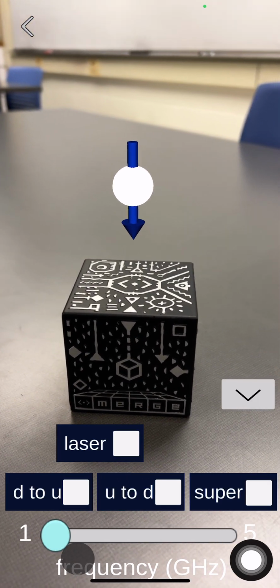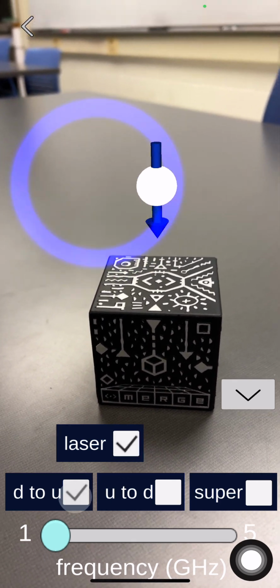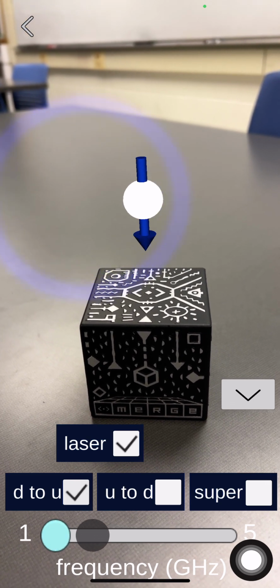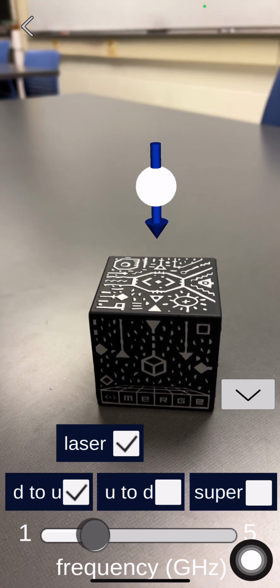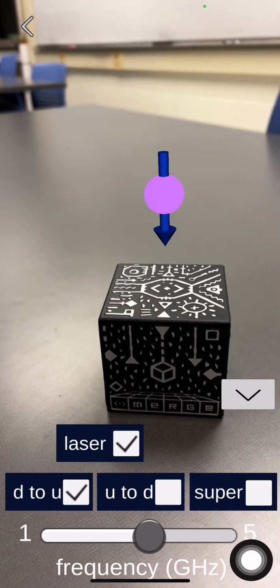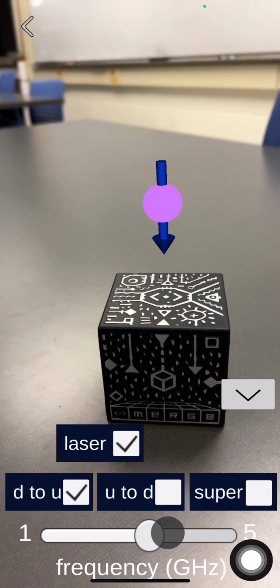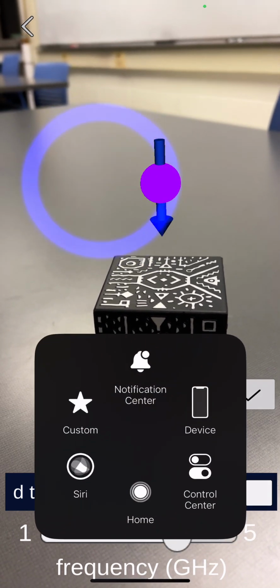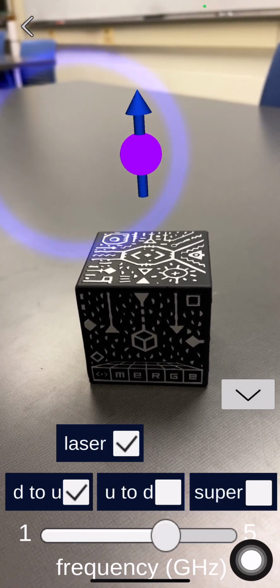So what this allows us to do is turn on the laser. So we can say the laser's on. We're going to choose the down to up transition. And so you can see we went to a higher energy color. And when the frequency gets close to the right frequency, you can see to indicate that the electron will turn that color, just to let students know. You can see it just went from down to up.